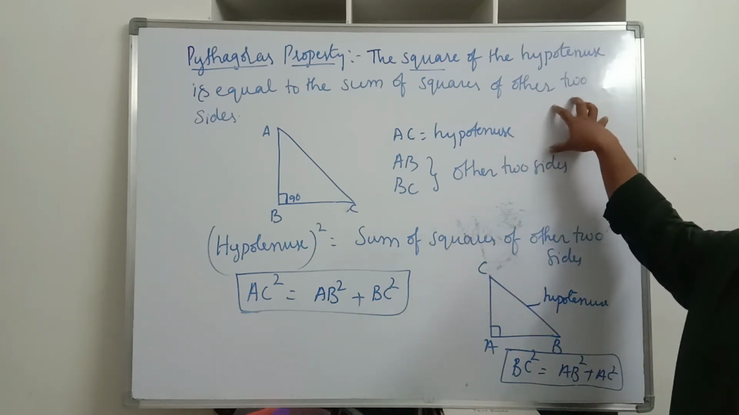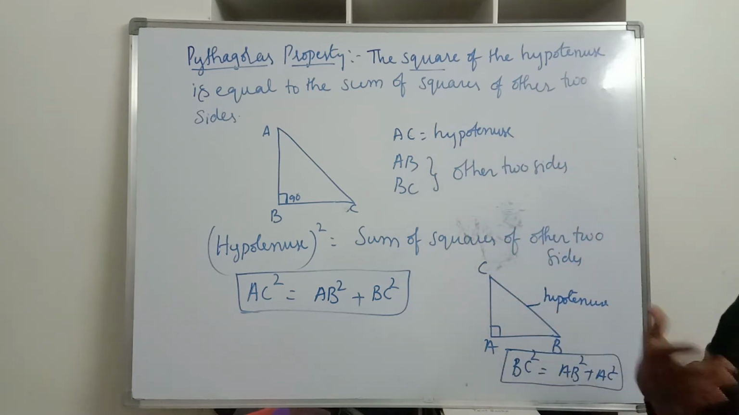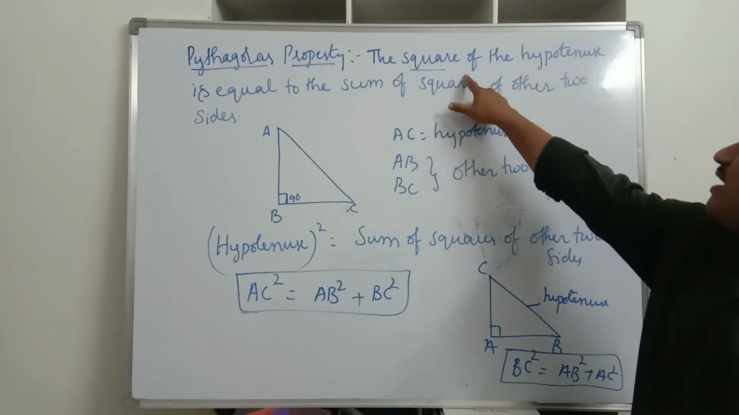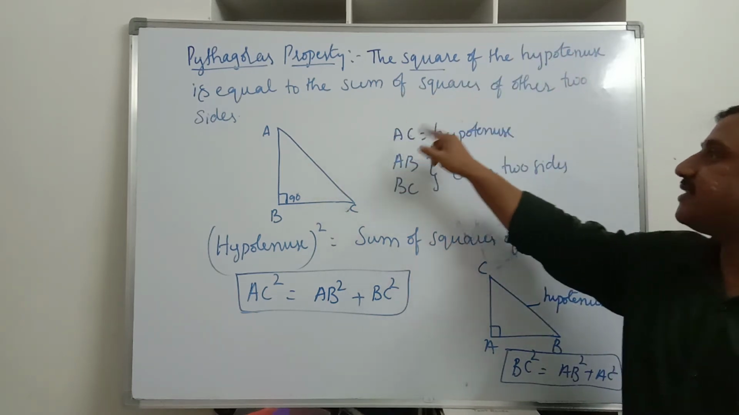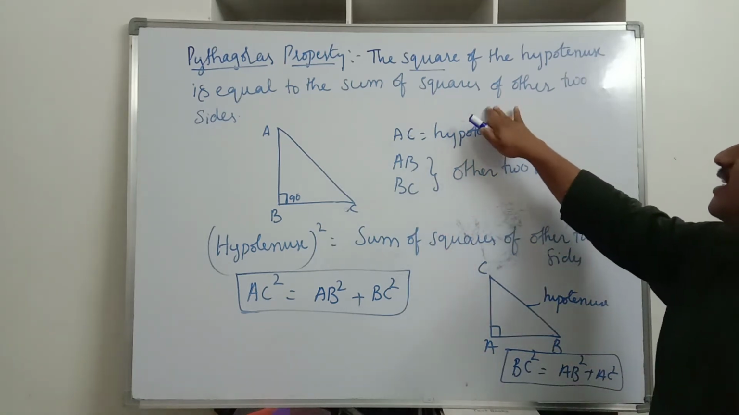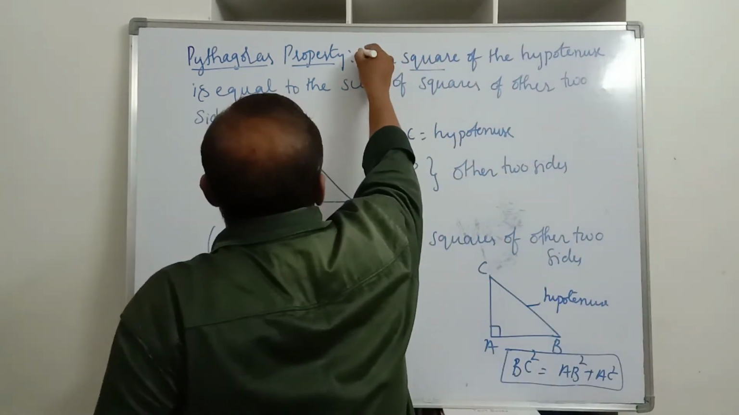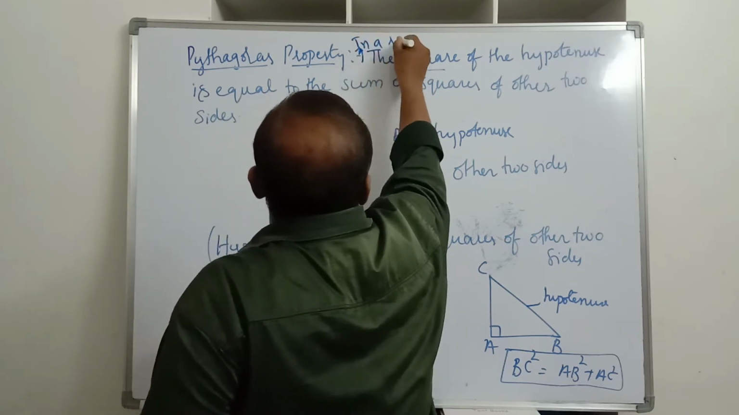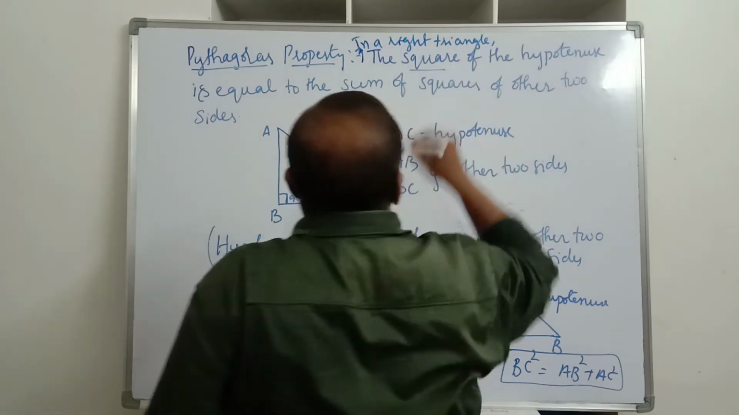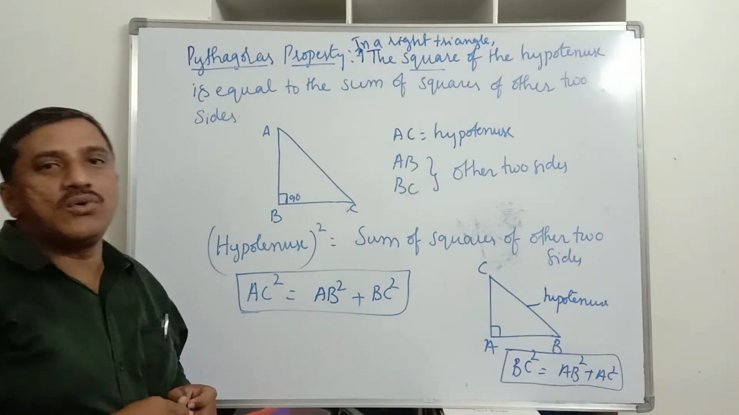Its proof we will study in class 10th. We will use it in other classes also, not only in mathematics, even in physics we use this property. What it states is that the square of the hypotenuse is equal to the sum of the squares of the other two sides. This is especially only for a right triangle. We can mention here: in a right triangle, the square of the hypotenuse is equal to the sum of the squares of the other two sides.